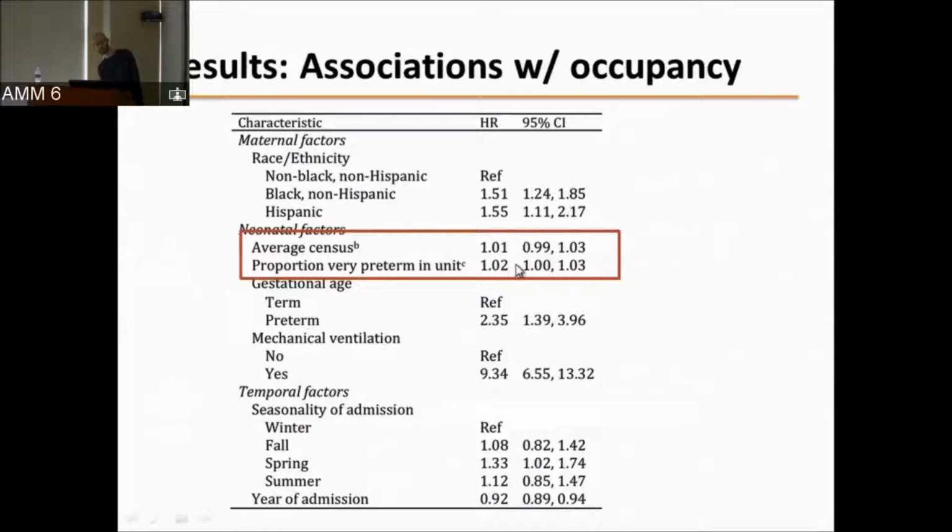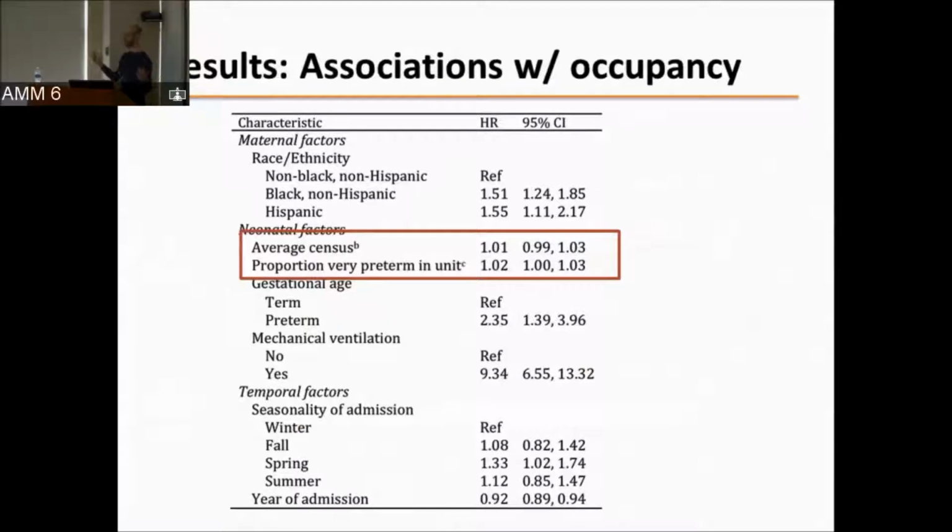But we do have something interesting here in that when we looked at the proportion of very preterm infants in the unit, we see that there is this small but still interesting uptick in infection. So it's this 2% increased risk of infection, and you may say, well, that's super small and minimal. Is that actually anything meaningful? But what I would respond to that with is keep in mind that the way that this measure is interpreted is that this is 2% for each percent increase in very preterm infants in the unit.